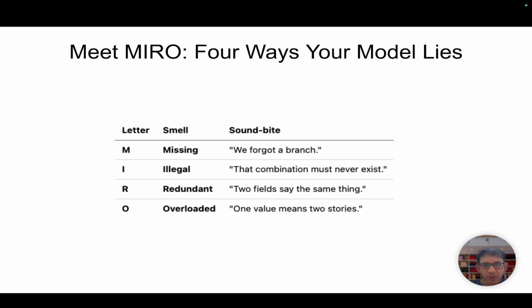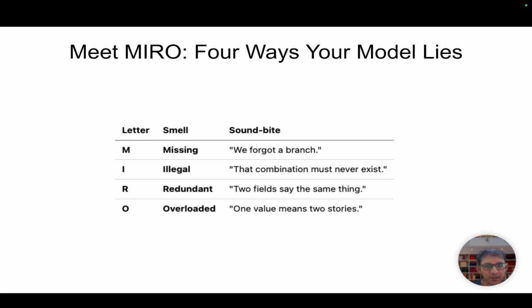Now, let's get to the heart of today's session. MIRO is a diagnostic framework I use for identifying state modeling problems. It's an acronym that represents the four most common ways your data model can lie to you. M stands for missing state. The soundbite here is we forgot a branch. This happens when the real world can enter a situation that your model simply cannot express.